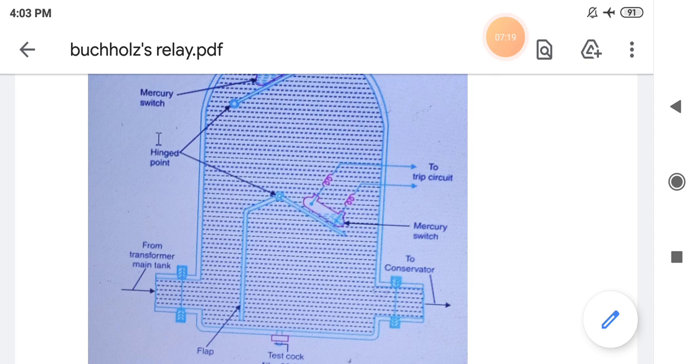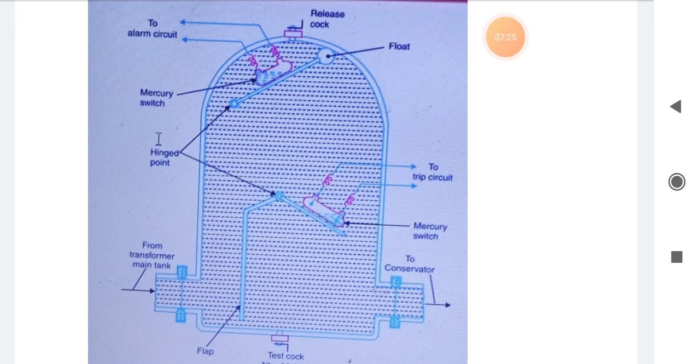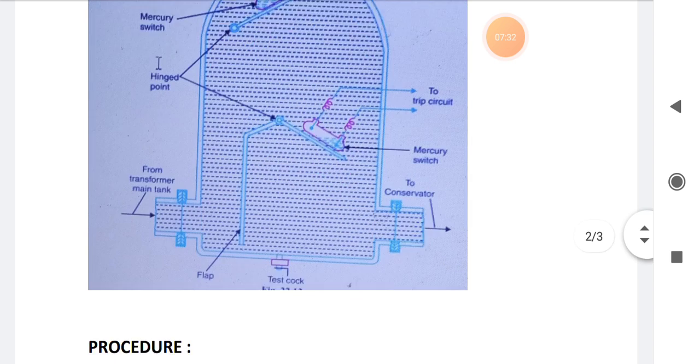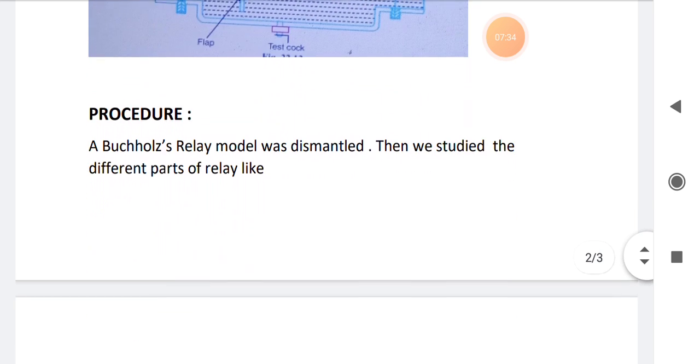As a result, the transformer will be switched off or disconnected from the supply. So this is the basic concept of this Buchholz relay. The procedure is as follows.